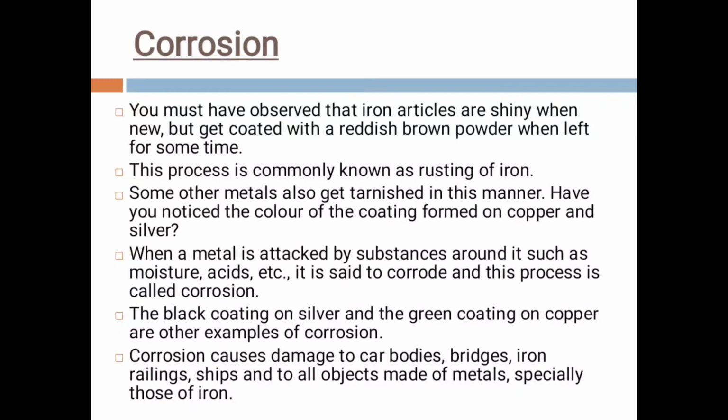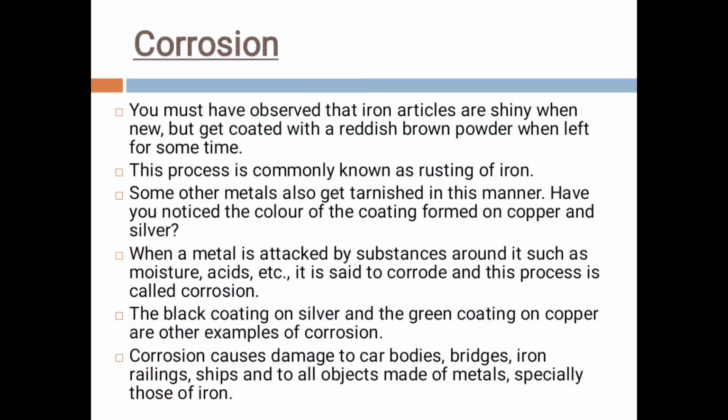Some other metals also get tarnished in this manner, along with iron articles, such as copper and silver. Whenever a metal is attacked by a substance around it, such as moisture, acid, etc., it is said to corrode, and this process is called corrosion. So whenever there is an attack of any kind of acid or moisture, the metals get corroded.